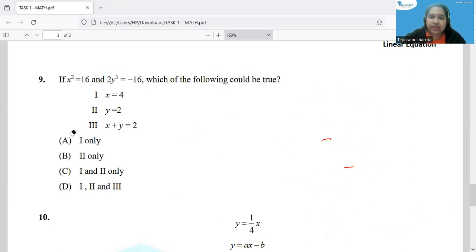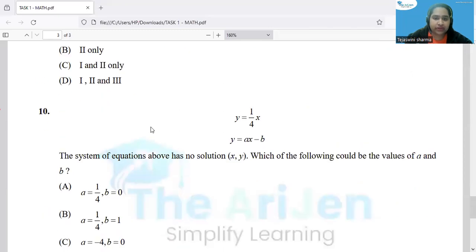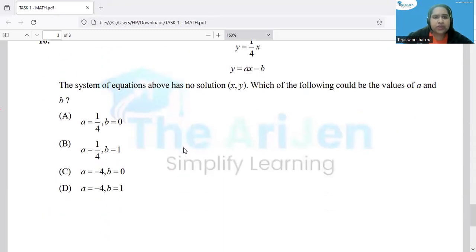Now let us see what we have next for us in the question. The next question is y is equal to 1 by 4x and y is equal to ax minus b. So if you want to solve it, what are you going to do? The system of equations above has no solution. No solution means no common point. And which of the following could be the values of a and b? That you have to check.